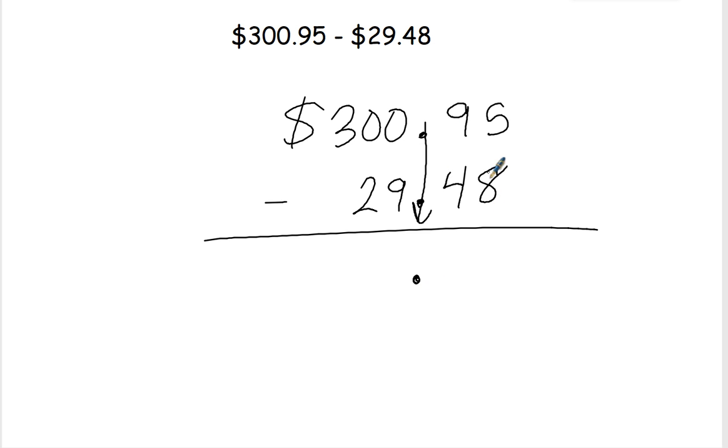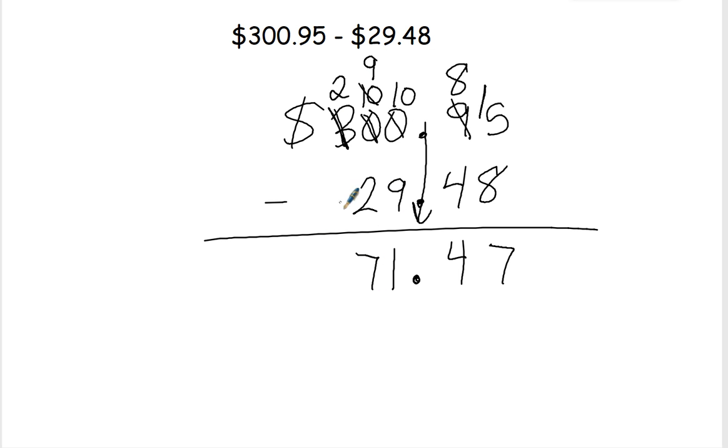So I can't take 8 from 5, so I'm going to borrow from the 9. 9 becomes an 8. 5 becomes a 15. 15 minus 8 is 7. 8 minus 4 is 4. Okay, I can't take 9 from 0, so I have to come all the way over to the 3. Borrow from the 3. 3 becomes a 2. This 0 becomes a 10. Which then I need to borrow from it, so it becomes a 9, and this becomes a 10. 10 minus 9 is 1, 9 minus 2 is 7, and 2 minus nothing is 2. So my answer is $271.47.